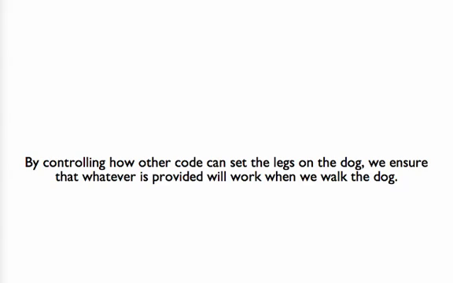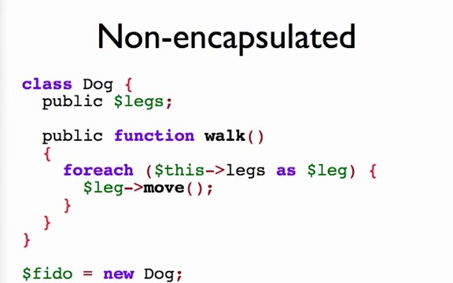So we ensure that whatever we're doing, whatever we're sending in, will still allow the dog to work, right? It might have to walk funny if it's got garbage legs or whatever, but we know it can still walk. We know that it's still got whatever iWalkable says it should have. So if we had non-encapsulated legs, oh, that's a bummer. It's going to leave out the bottom part of that.